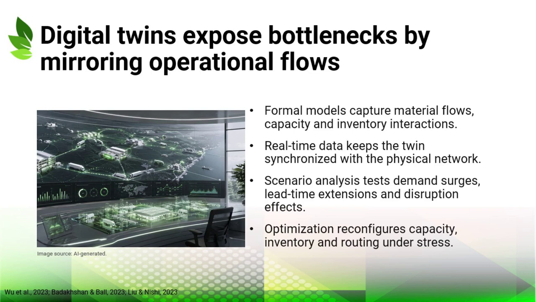Scenario analysis then allows managers to test disruptions such as demand surges, longer lead times, stock variability, or transport delays. Optimization methods can search for better capacity allocation, inventory placement, or routing decisions. The chapter highlights examples in perishable supply chains, master planning under disruptions, and inventory management. In each case, the value of the twin is not simply visibility. It is the ability to diagnose constraints and test corrective actions before changing the physical system. This is why twins support both diagnosis and response.